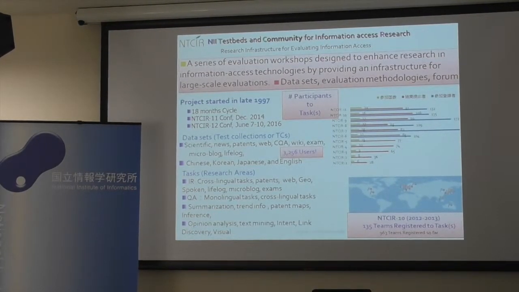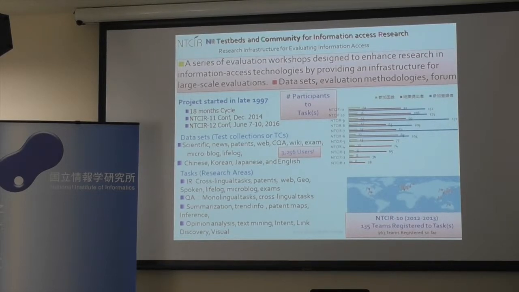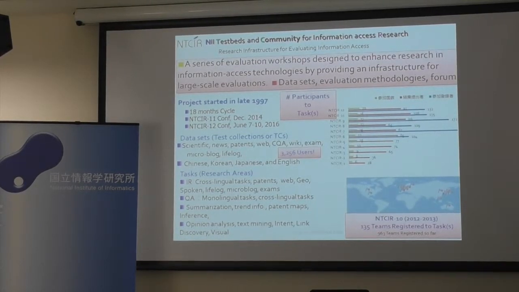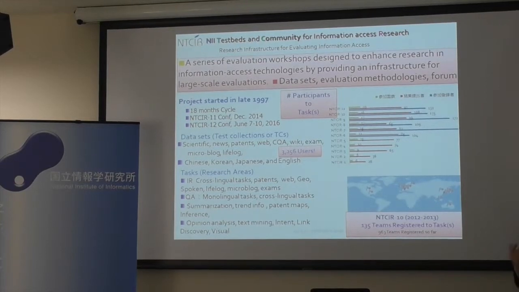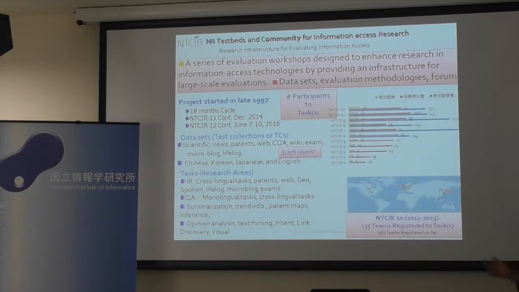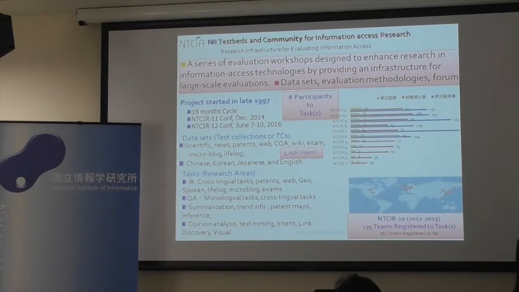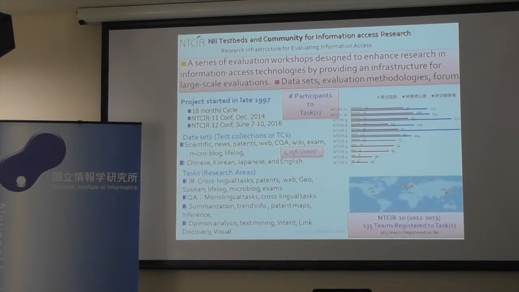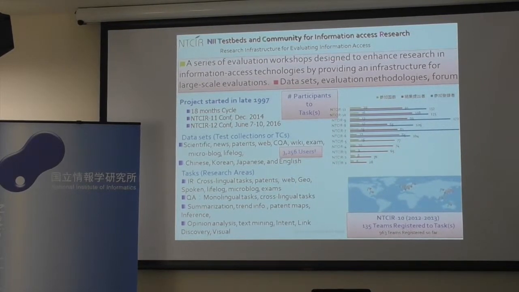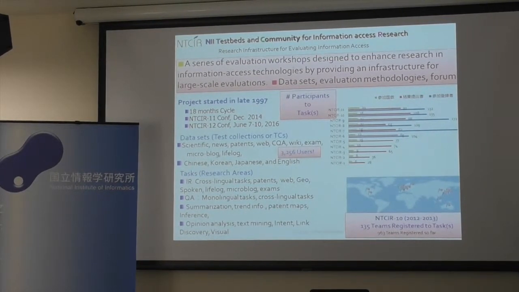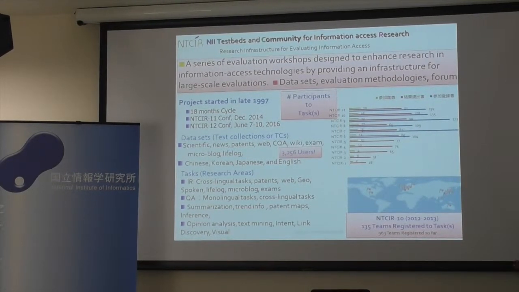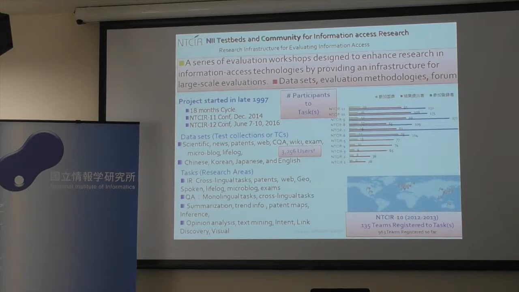NTCIR is a series of evaluation workshops designed to enhance research in information access technologies by providing an infrastructure for large-scale evaluation. The main components of the infrastructure are datasets, evaluation methodologies, and a forum for research, which means you. The project started in 1997, and the last conference was held last December. This NTCIR-12 final conference will be held in June of next year.